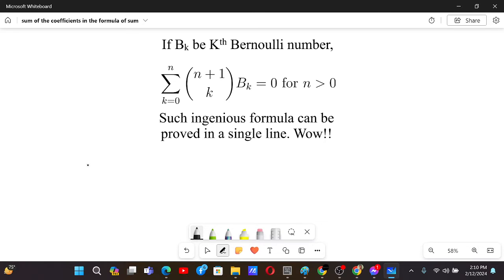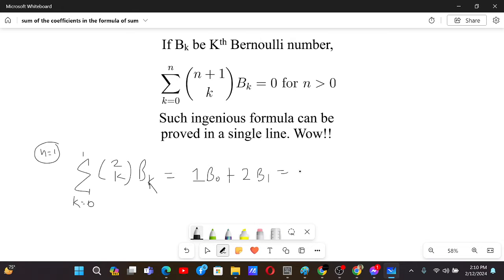Let's see if this holds true for some of the cases that we evaluate. Let's say when n equals 1. The sum from k equals 0 to 1 of (2 choose k) b_k. Now let's evaluate this. First we have 2 choose 0, which is 1, times b_0, plus 2 choose 1, which is 2, times b_1. b_0 is 1, b_1 is minus 1 by 2.